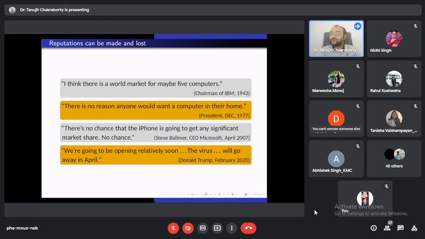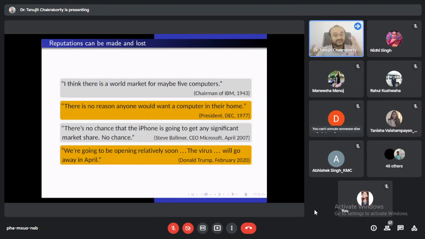Whereas the president of DEC computer, have you ever heard of DEC computer? If I ask you this question, you may not know. DEC was back in the 1970s, 1980s. They made a statement: there is no reason anyone would want a computer in their home. And after 10 years, DEC was dead. They sold their company and there was nothing called DEC after that. So that's how people have lost their reputations by making predictions.